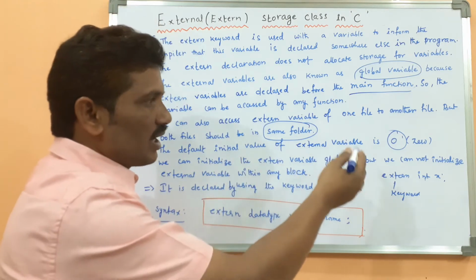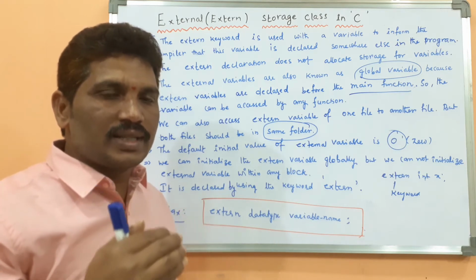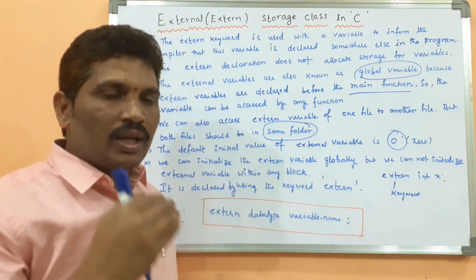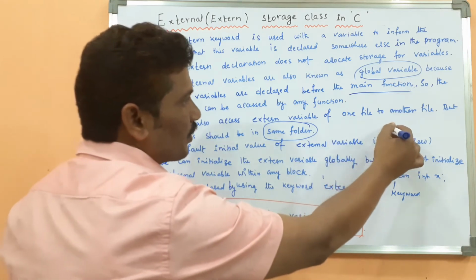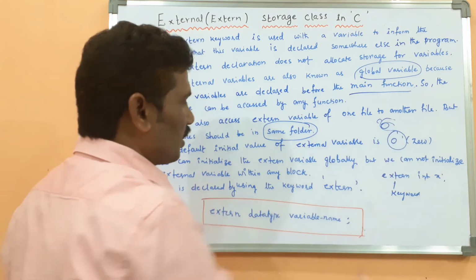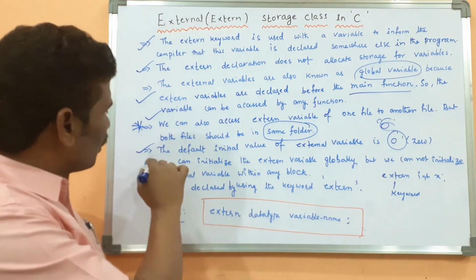But what is the initial value of the external variable if it does not initialize any value? The default value of an external variable is 0. Okay, that has completed. Then go to the next.